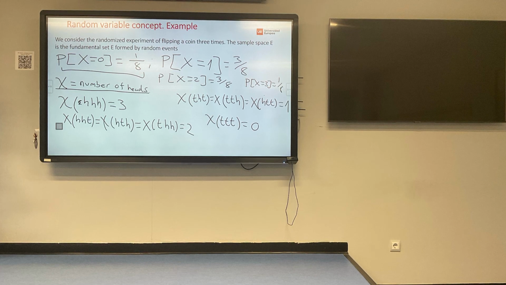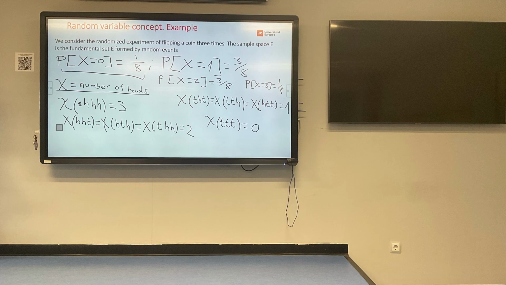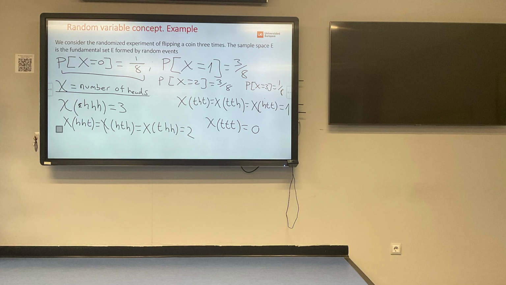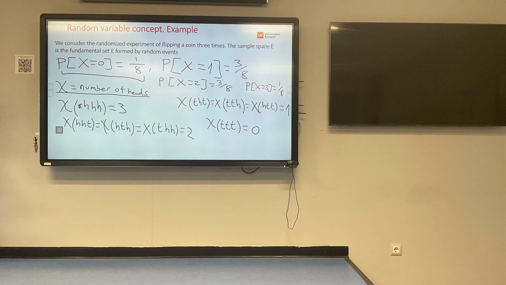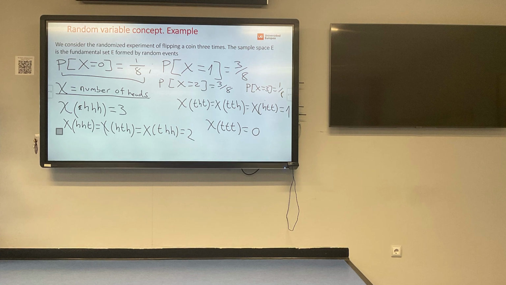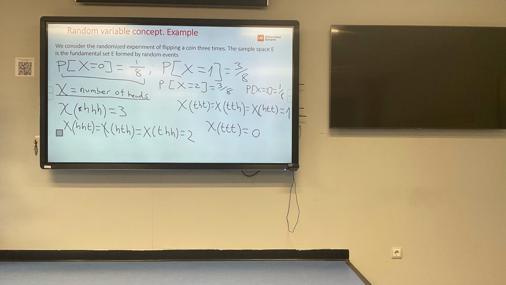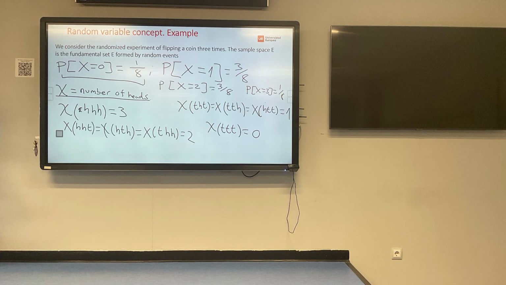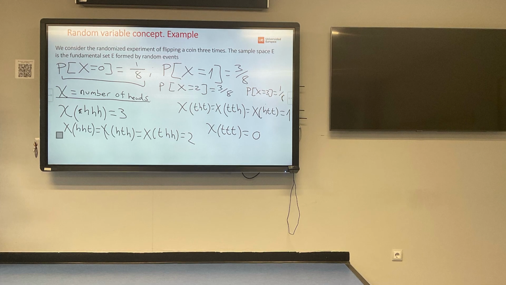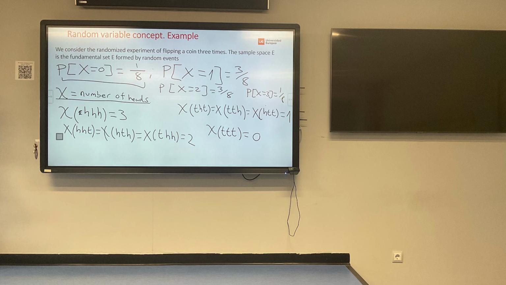Okay, what's the probability that my random variable x takes the value 0? What's that probability? It's 1 over 8. Yes, 1 over 8. You only have one choice, 3 tails, over the complete sample space, okay?